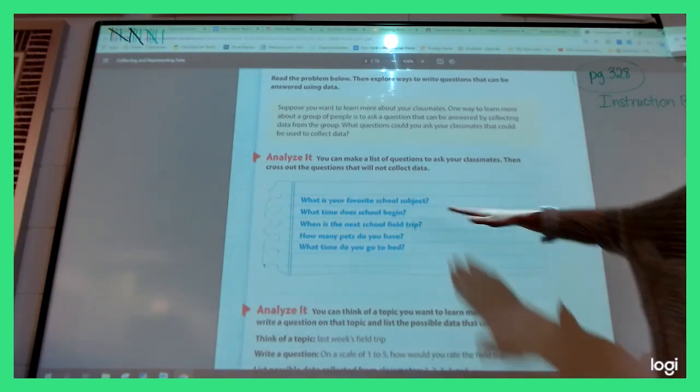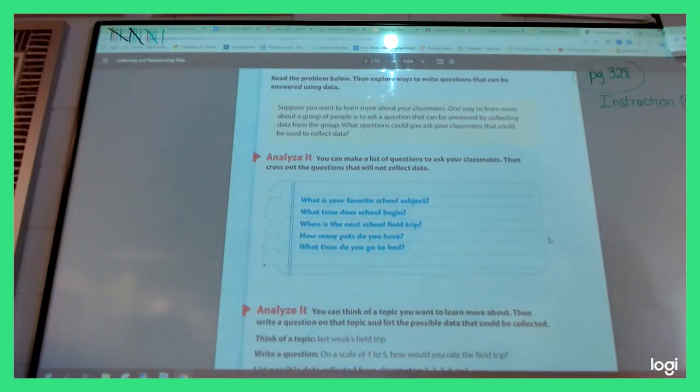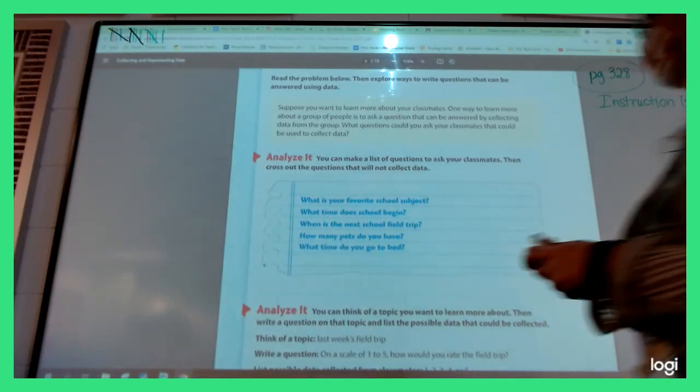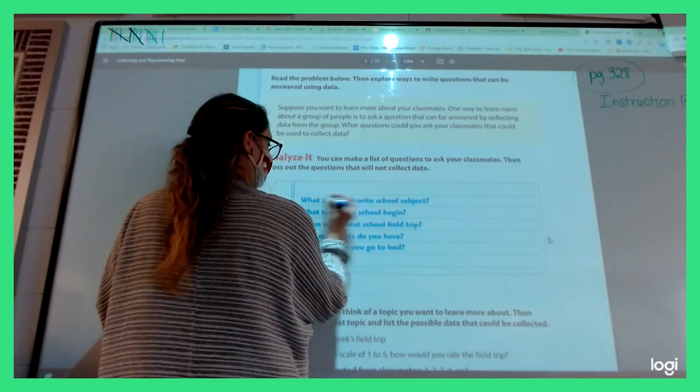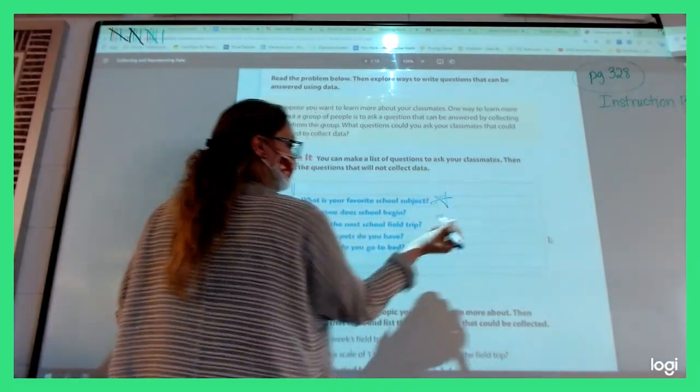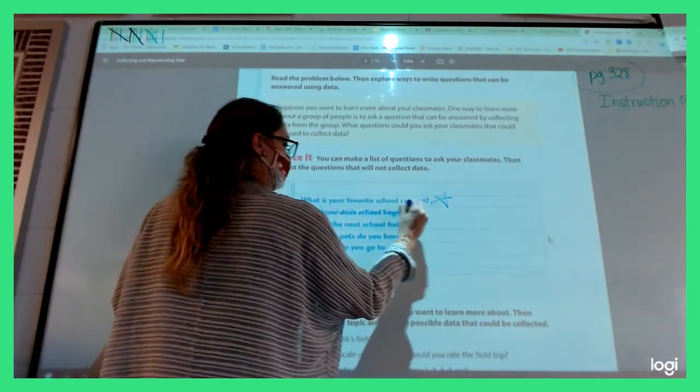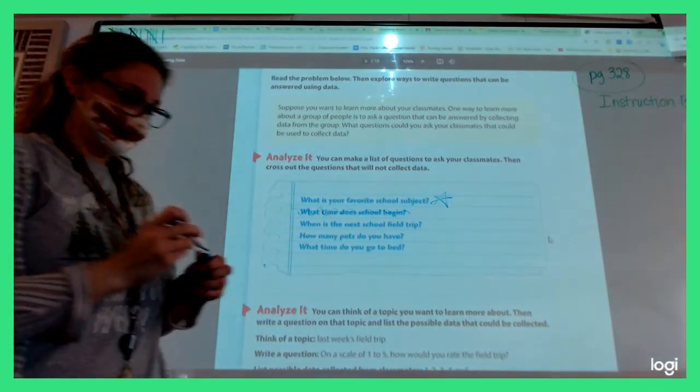All right. What about this one? What time does school begin? Raise your hand and tell me if that's a good survey question. Quentin? No, it's not, because it's all going to be the same. It'll all be the same answer. So you're not really getting any new data, right? So that's a bad question. Oh, I'm forgetting to cross them out. Let's cross them as we go. So that first one, good. I'm going to put a star. Second one, not a good survey question. The answers are all the same.